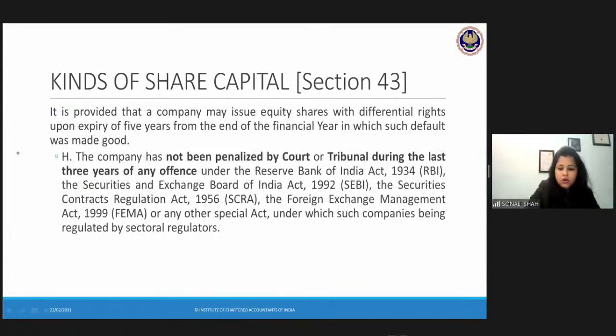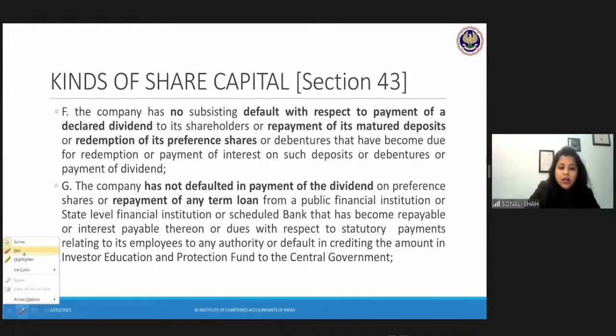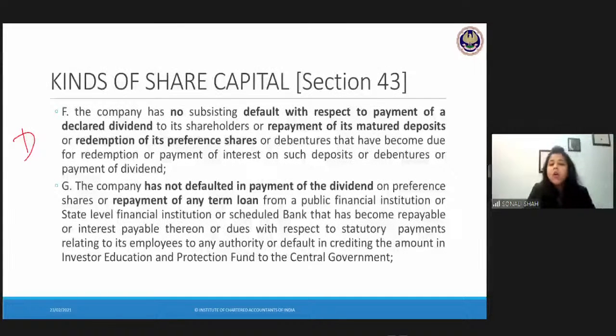There should not be a default in the payment of dividend or repayment of matured deposits or redemption of preference shares that have become due. So what happens whenever a company takes a deposit from an external party, that deposit comes with a timeline, right? So when it becomes mature, the company has to repay it. Similarly, the preference share also has a life. The maximum life of a preference share is 20 years. So they come with a fixed lifeline. They expire.